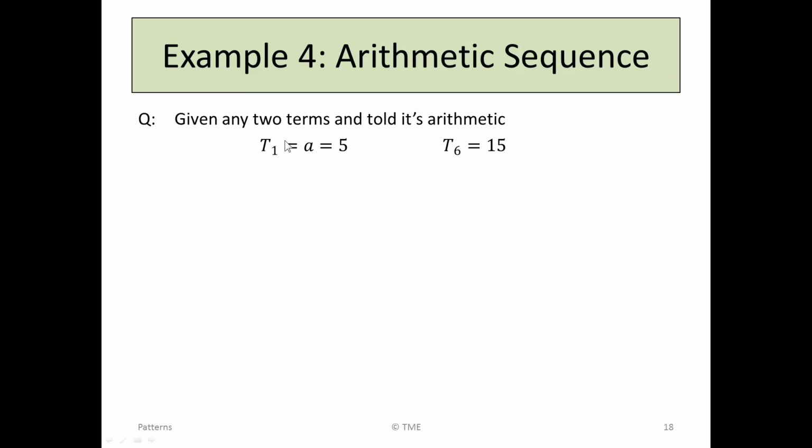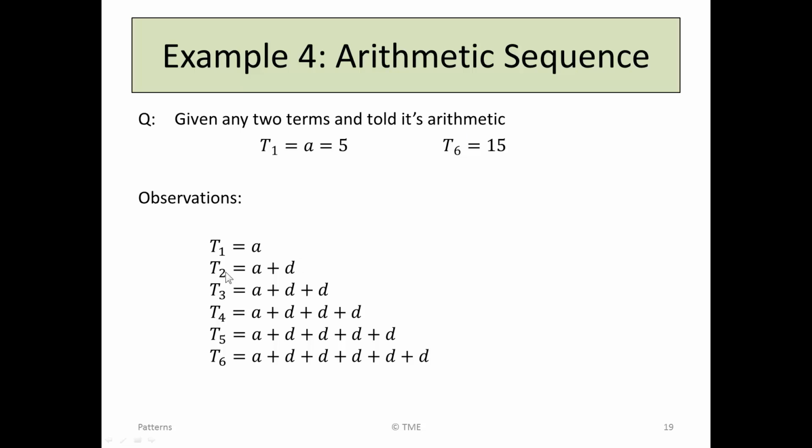Example 4, a slight variation. Here you're given any two terms and told it's arithmetic. So for example, you're told that the first term, A, is 5, and the sixth term is 15, but you are told it's arithmetic. So going back to basics, we say the first term is A, the second term is A plus a common difference, the third term is A plus a common difference plus another one, T4 is A plus D plus D plus D, etc. All the way to T6, which is A plus D plus D plus D plus D plus D. More simply, we would say the first term is A, the second term is A plus a common difference, the third is A plus 2 common differences, all the way down to T6, which is A plus 5 common differences.